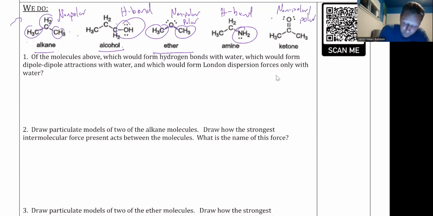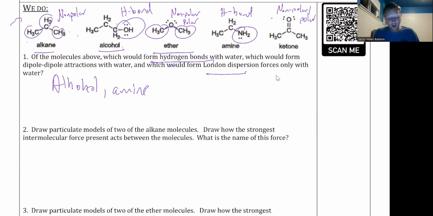Okay, so of the following, which would hydrogen bond with water? Well, I think we just answered that. I hate to break it to you. That would be the alcohol, and that would be the amine. Okay, and which would form dispersion forces only? That would be all of the rest of the molecules. So that would be the ketone, the ether, and the alkane. There might be some slight dipole forces in both the ketone and the ether, but for the most part, the dominant force is going to be the dispersion force.